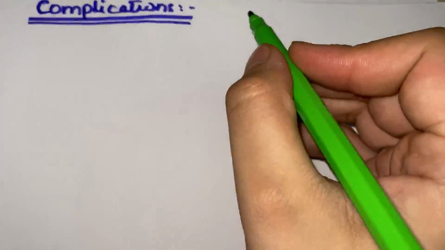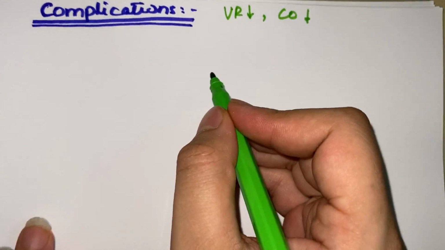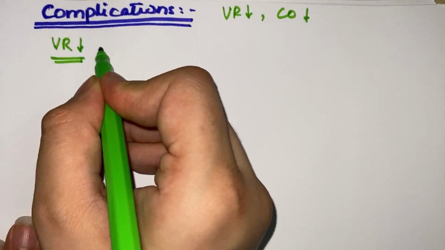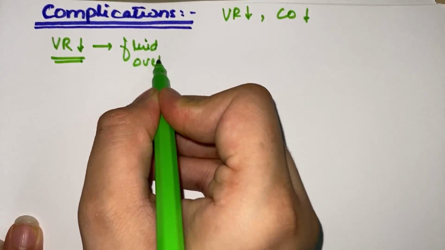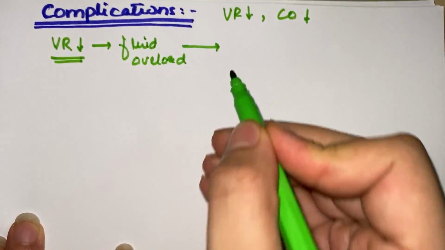that in a patient of cardiac tamponade, we studied that it has two major problems: decrease in venous return and decrease in cardiac output. So because of this decrease in venous return, what sort of complications can occur? That fluid overload will occur. So it's just a way to remember the complication. Never ever cram anything, just go for concepts, it will help you a lot.